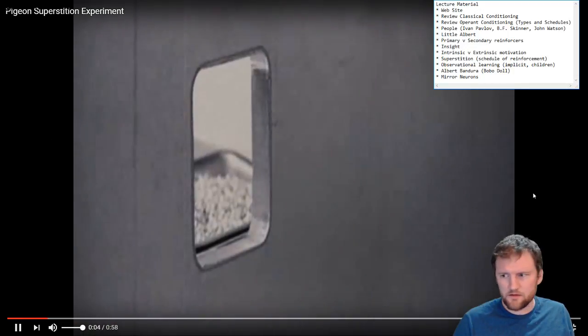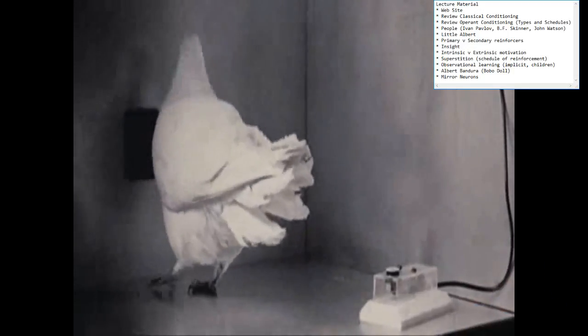Like most living creatures, the pigeon quickly associates the pressing of the lever and the reward.